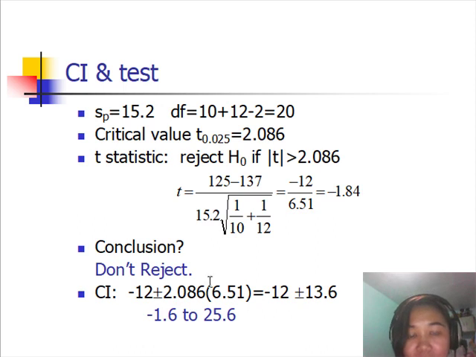Okay, using the confidence interval, the lower limit is negative 1.6 and the upper limit is 25.6. Basically, 0 is within the interval. Therefore, the value of the delta is within the non-rejection region. So we fail to reject the null hypothesis.